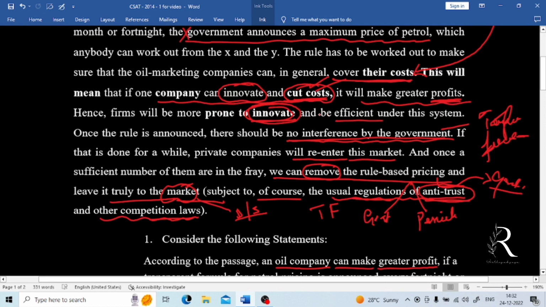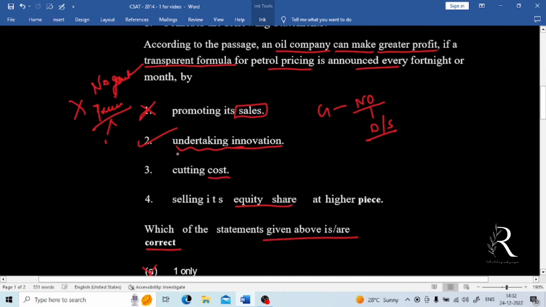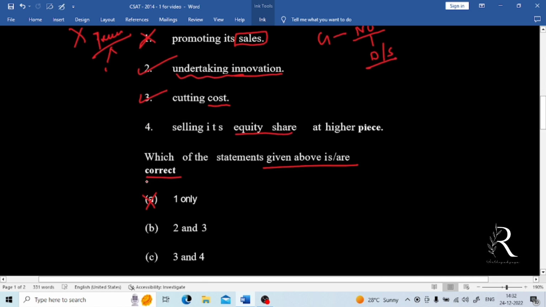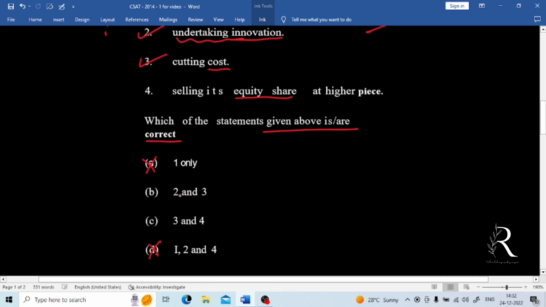Getting the point? So cut cost is there. It must be there, because cutting cost will definitely bring transparency, a transparent formula in petrol pricing. Yes or no? Fourth statement: you see, 2 and 3 must be there. Okay, let me not read the fourth statement. 2 and 3 must be there in my answer. In this statement, is 2 there? No, definitely 2 is not there. Because 2 must be there in my answer. Which means 2 must be there. B, 2 is there.